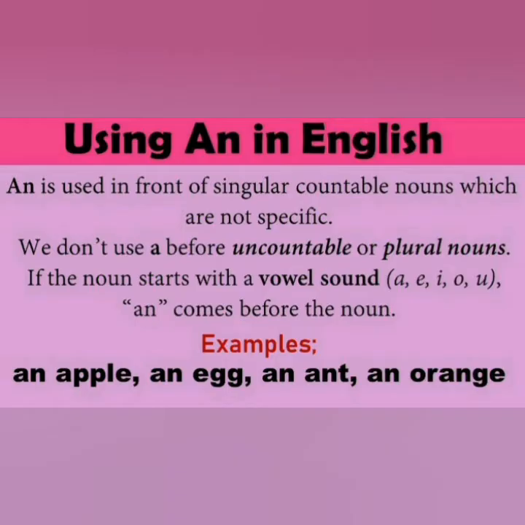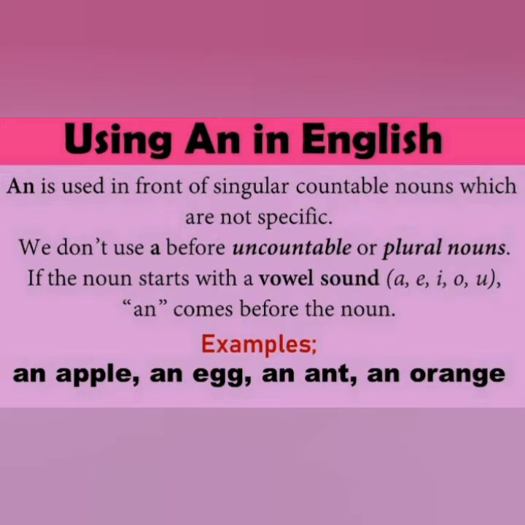Now let's see using an in English. An is used in front of singular countable nouns which are not specific. We don't use an before uncountable or plural nouns. If the noun starts with a vowel sound, that is a, e, i, o, u, an comes before the noun. Examples: an apple, an egg, an ant, an orange, like that.